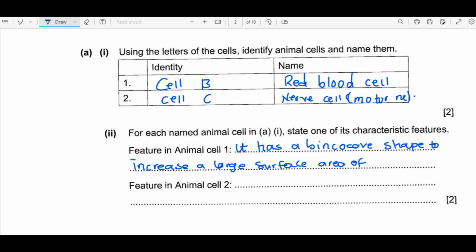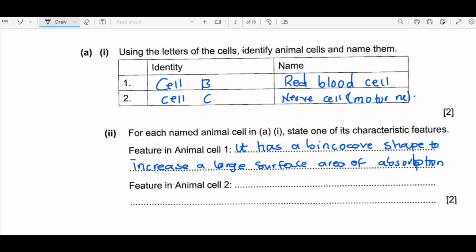Surface area of absorption, because we know that if you look at the function of the red blood cell, it carries oxygen, and for oxygen to diffuse from the lungs into the red blood cells, we need a large surface area. Then the other feature that we can also assign to red blood cell is the absence of the nucleus. Then if the question comes, what is the importance of not having a nucleus under red blood cells? It is to create a room for hemoglobin.